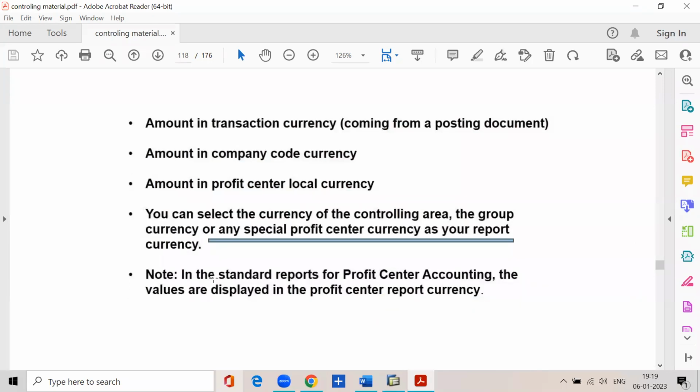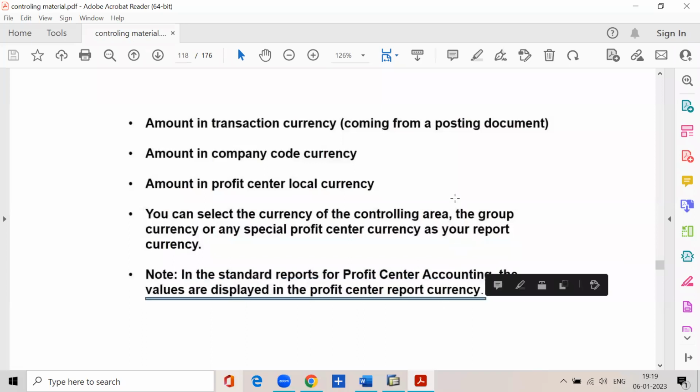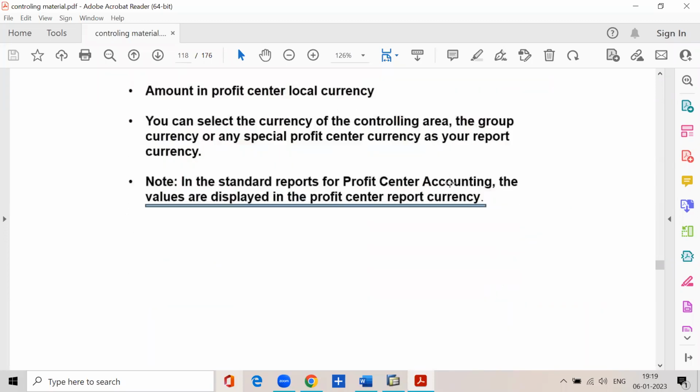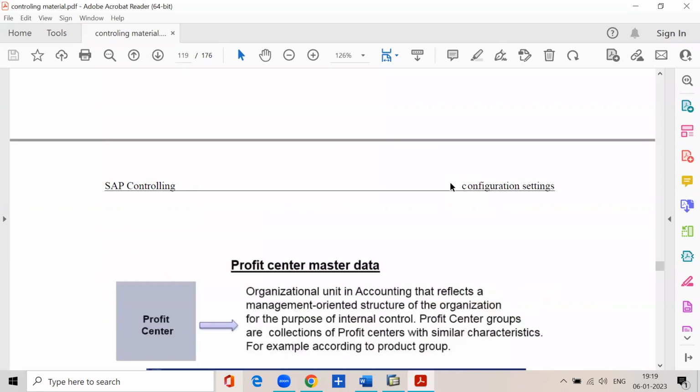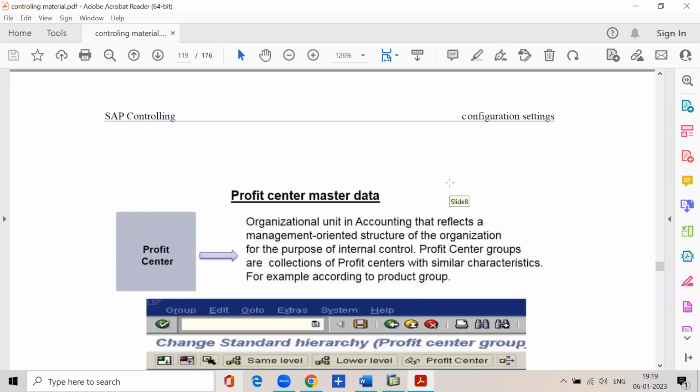See, in the standard reports for profit center accounting, the values are displayed in the profit center reporting currency. Normally, the controlling area currency will be used as a profit center local currency. Means the reports are presented in the controlling area currency.